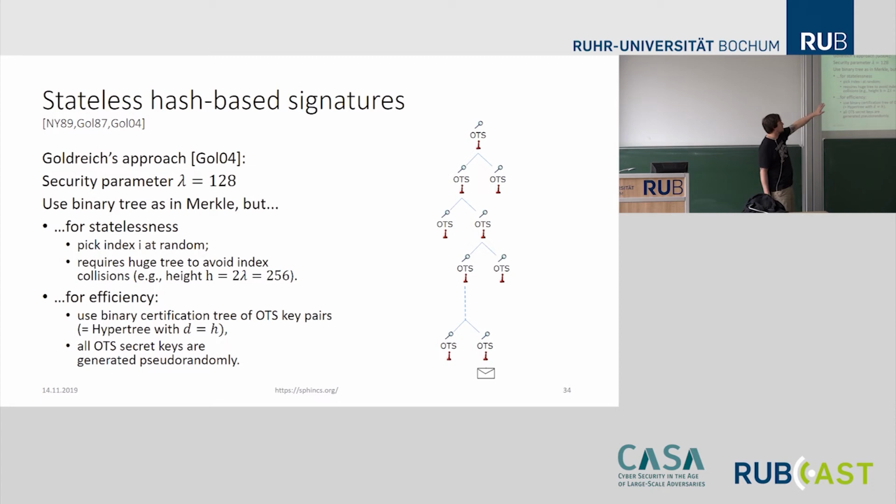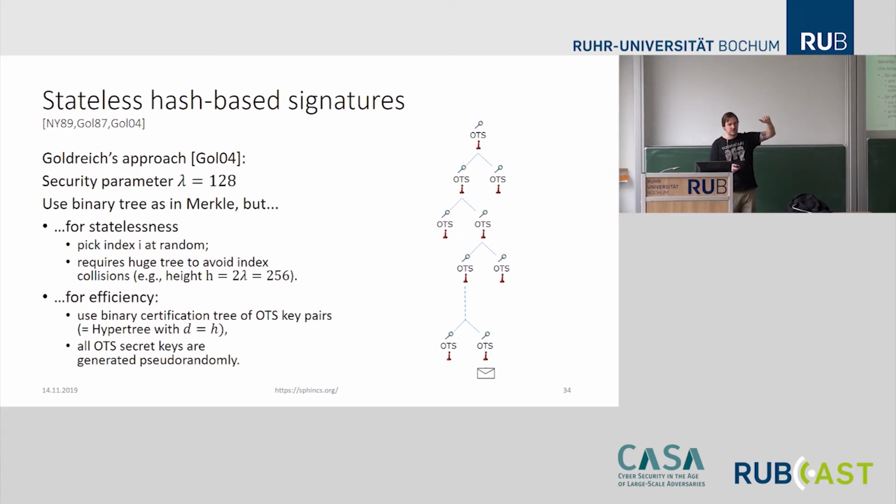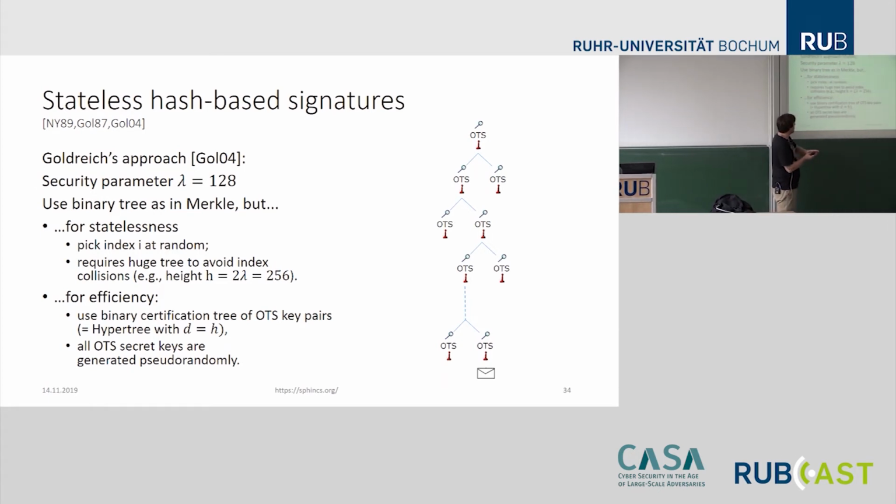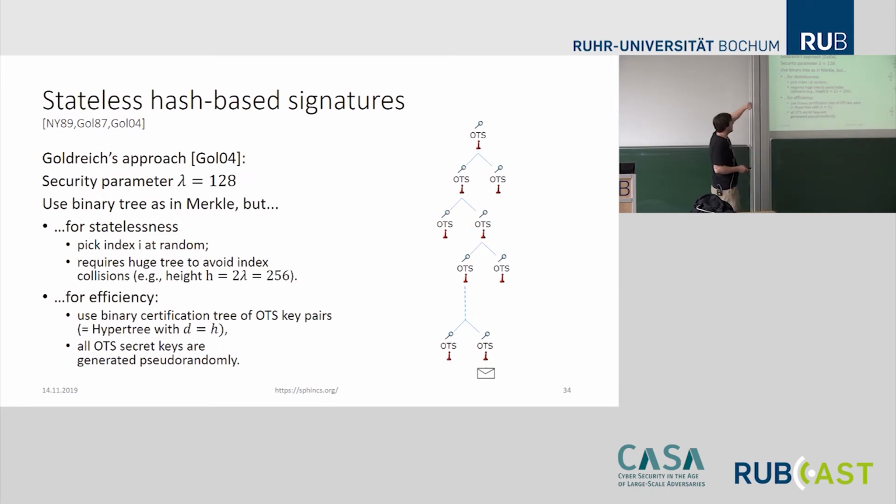If I have a security parameter, say 128, and want to build a stateless hash-based signature scheme, I can do it as follows. I build a huge Merkle tree, a huge binary tree. And to get statelessness, I just pick a random index and use that one to sign a message. Now this needs an immense tree to avoid index collisions, so you need something like a tree of height 256.